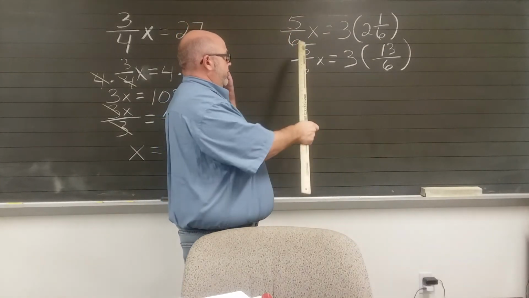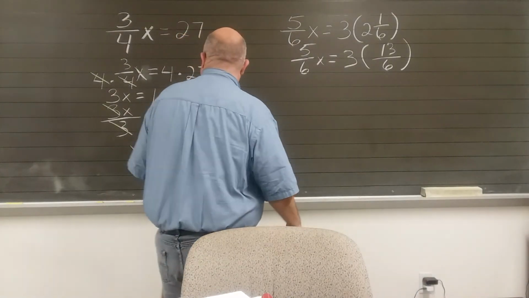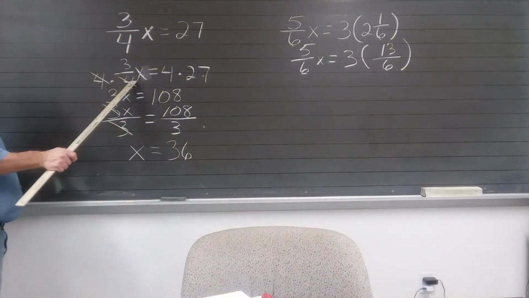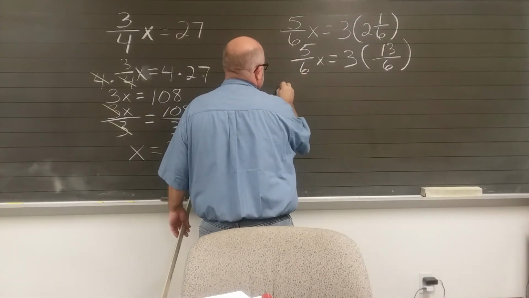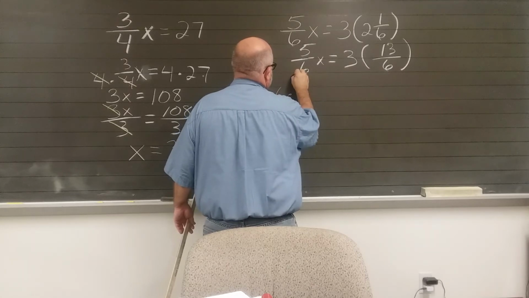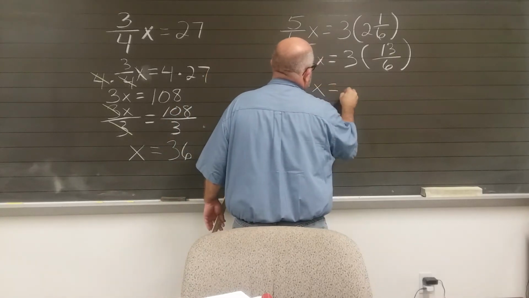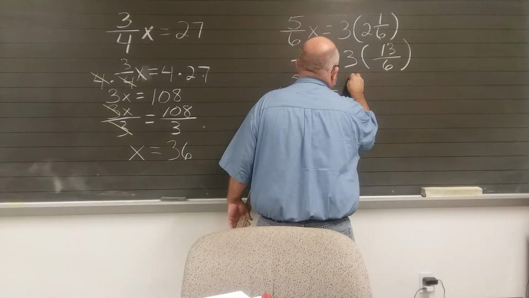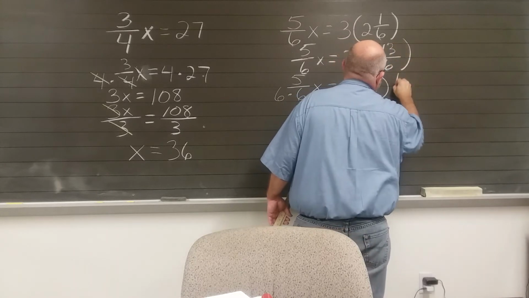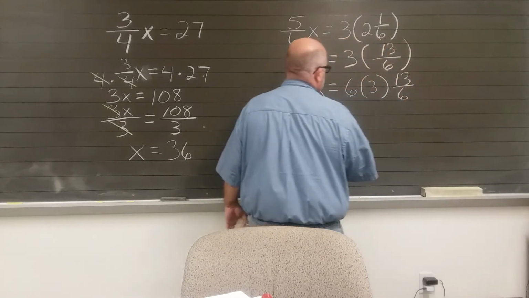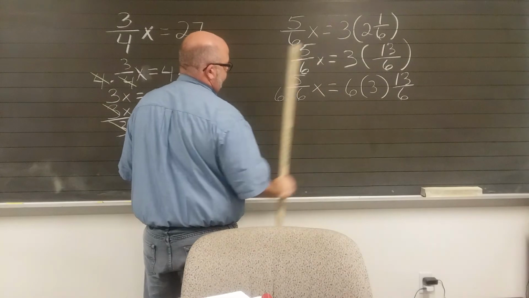Now what are we doing? How do we get rid of the 5 divided by 6? What's the opposite of divided by 6? So again, the same way as over here. Multiply by the denominator. So we have 6 times 5 over 6 x. Keep the x in. Equals 6 times 3 times 13 over 6. Okay, this all means times. 6 times 3 times 13 over 6.